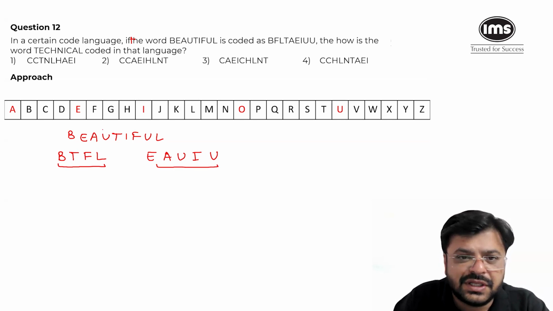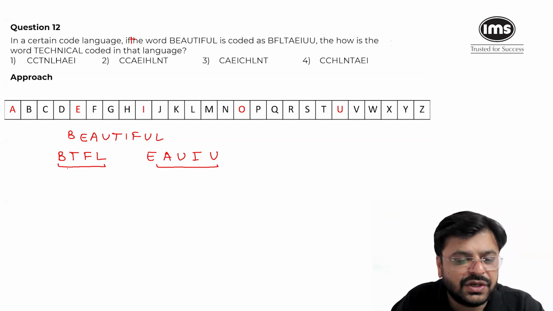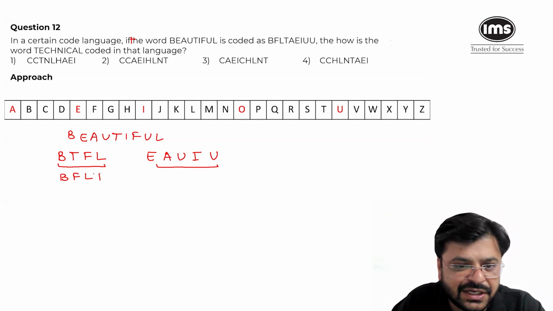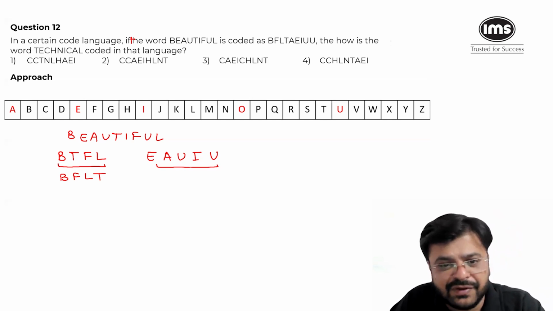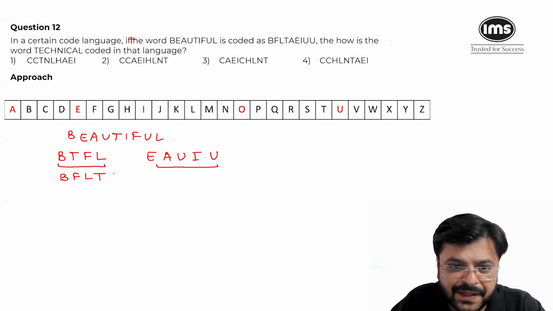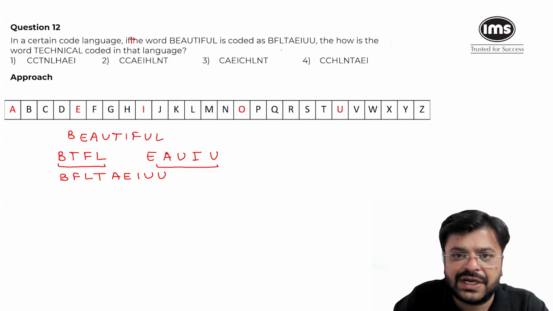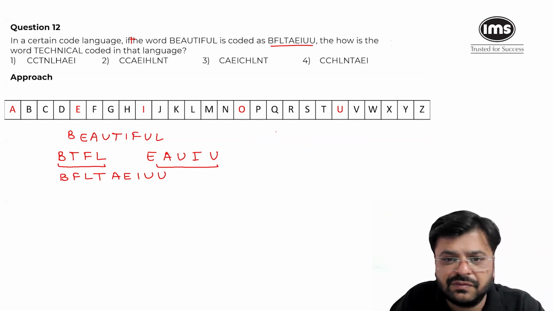So first, they have arranged the consonants in alphabetical order. So it will be B, F, L, T. And then they have arranged the vowels in alphabetical order. So A, E, I, U, and U will be placed. So that is how they have coded the word. So how would we code the word technical?